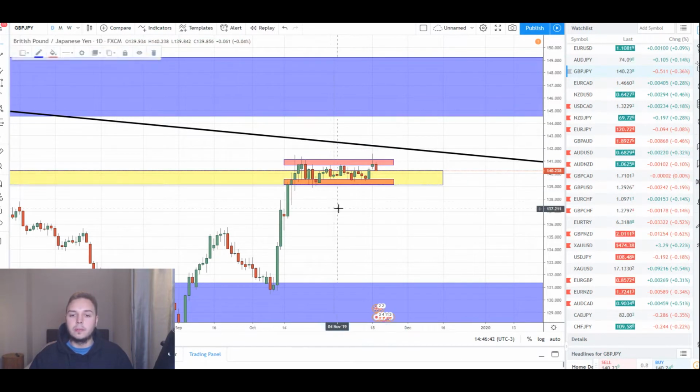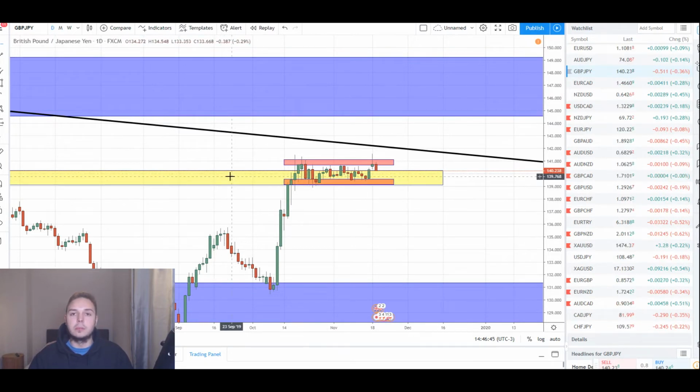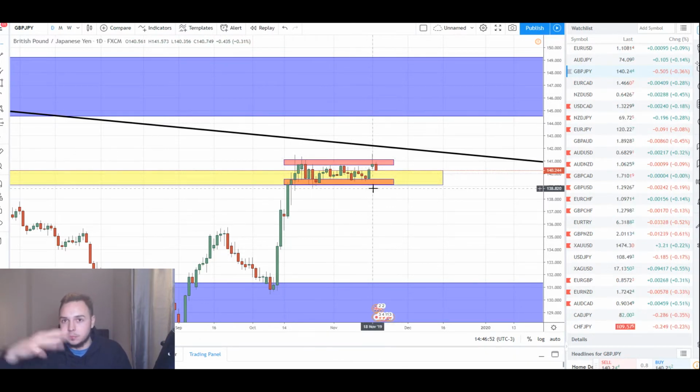There's really no point in marking it because we know it's a weekly support resistance area, whatever you want to call it, or an area of sensitivity. So there will be some stopping movement. It's not going to just suddenly break towards the downside.